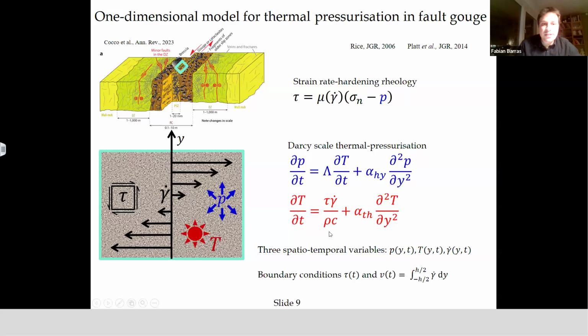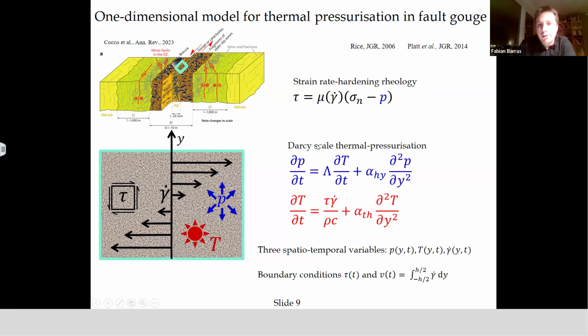So to study this process, we build on and follow up on a 1D model that has been proposed by Rice, Platt, and Rudnicki in 2024 mainly. And this is a model where they solve in 1D, so in this y direction, a thermal pressurization problem. They have a frictional rheology that looks like this. It has an effective stress or normal stress contribution. You have an initial normal stress that can be reduced by some pore pressure inside the gouge, because these gouges are typically assumed to be saturated with fluid. And it also has a friction coefficient with a slightly rate-hardening rheology that then depends on the strain rate gamma dot. And that's the rheology that is assumed in this model.